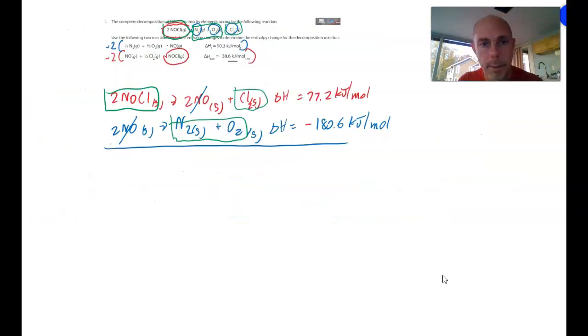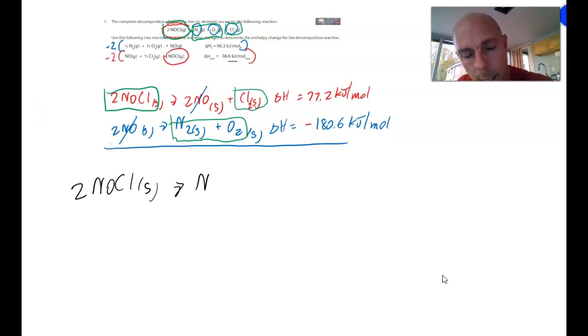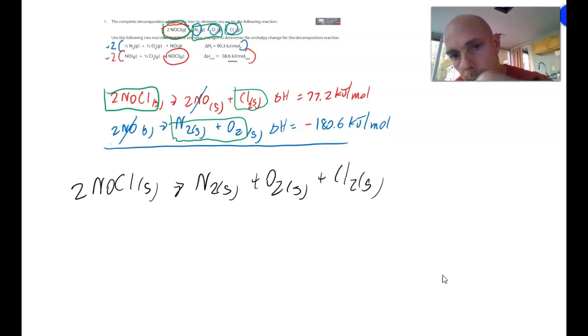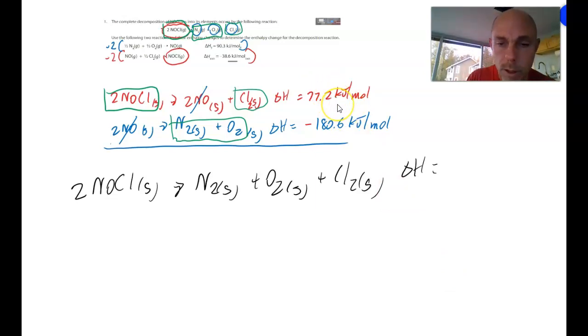So at this point, I write the overall reaction that I'm left with, which is going to be 2 NOCl's yielding N2 gas, O2 gas, and Cl2 gas. And the enthalpy of this reaction will be the sum of the enthalpies of the 2 reactions that added up algebraically to give us this overall reaction.